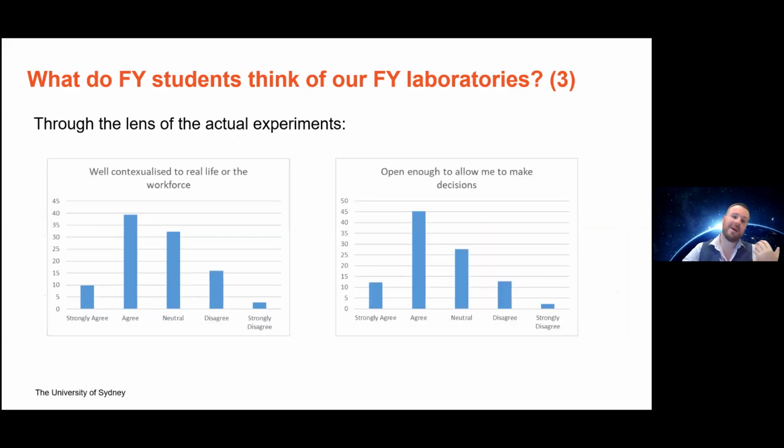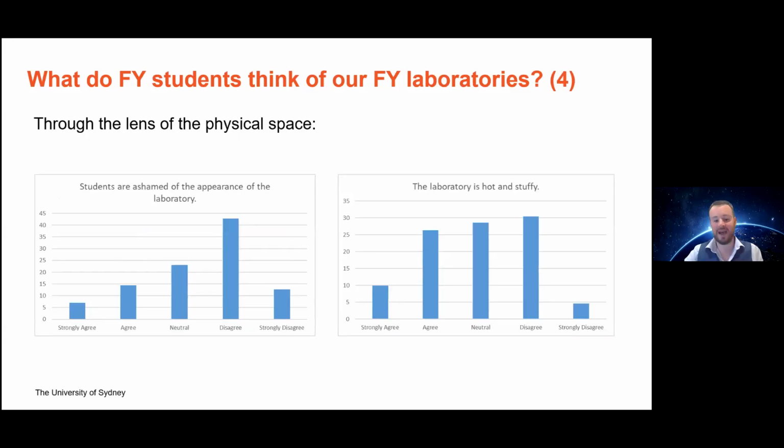When I asked them about the actual experiments, they're kind of contextualized and kind of open. There's still some work that can be done to improve that. And so that's an area that we could be working towards doing better and something that we can track. So this is really good baseline data. With regards to the physical lab itself, it is an old lab. I did expect more of them to be ashamed of it, but actually quite a few of them are like, no, it's okay. But a decent amount still could be better on this particular item. However, it's still a hot and stuffy lab, and that is a big problem for us.